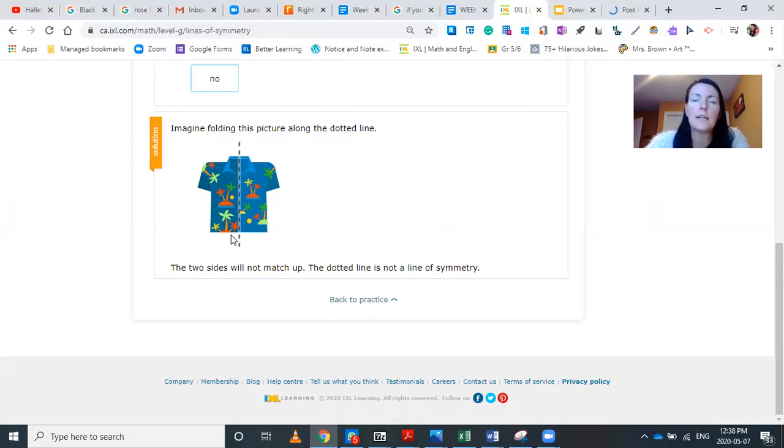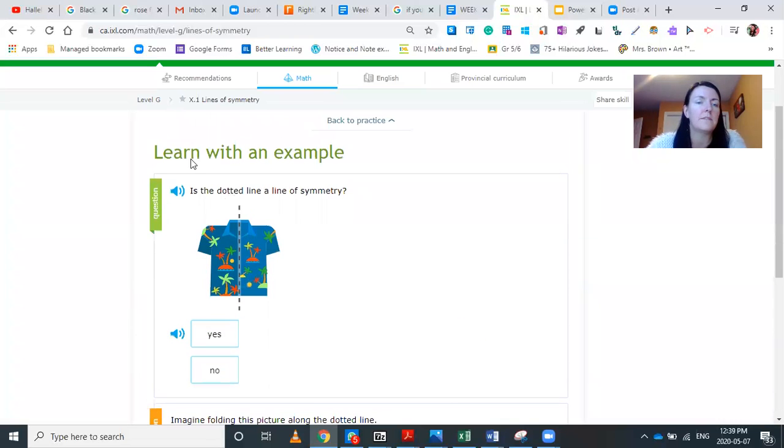So this is a good example of the colors, right? If it was a plain white shirt and you folded it, it would be symmetrical. That's the word. It would fold and it would match. But if you look at the actual islands, this one's a little taller than that one. This one's got a sun on this side. There's no sun over here. The sun's actually over there. So the pattern itself is not symmetrical. So no, this is not a line of symmetry.